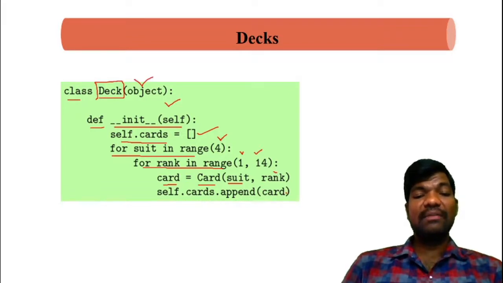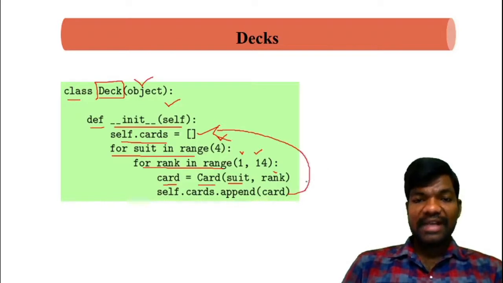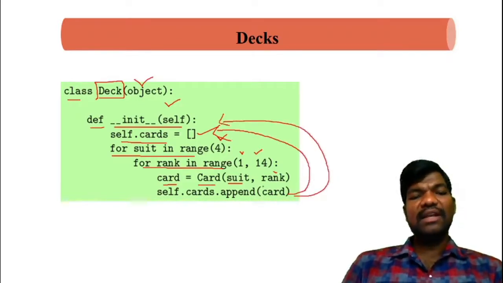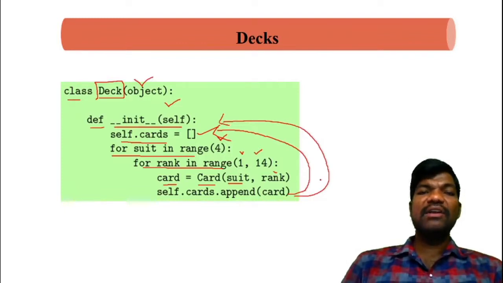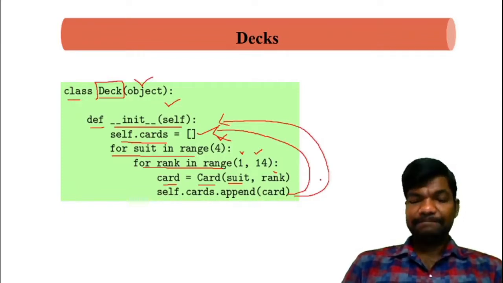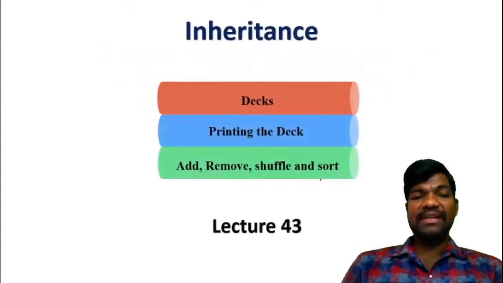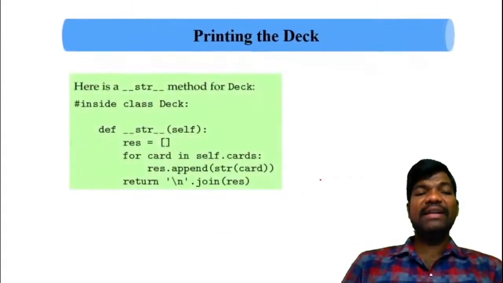self.cards.append of card. So I'm appending this card to the list. If you are taking the second one, right? So like that you are adding 52 cards, right? So that is decks.